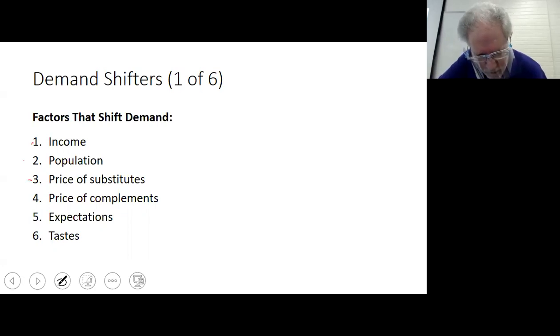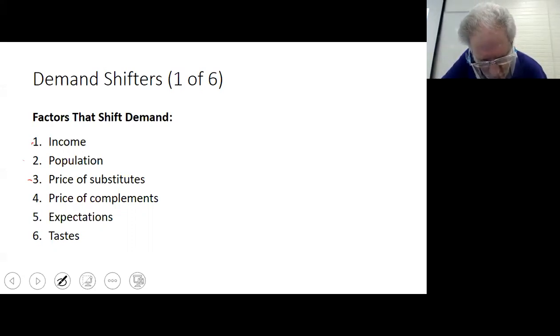Price of substitutes, price of complements. We said substitutes are things that provide the same service or the same good. Pepsi and Coke are substitutes for each other. Complements are two things that people tend to use together, like coffee and sugar, or tea and sugar. Whereas coffee and tea would be what? What's the relationship there? Substitutes. Okay, they would be substitutes. You don't generally go to a restaurant and order coffee and tea. You might get one or the other.